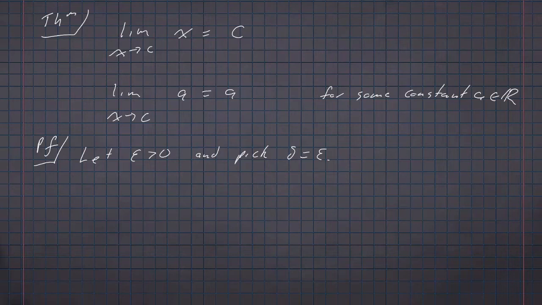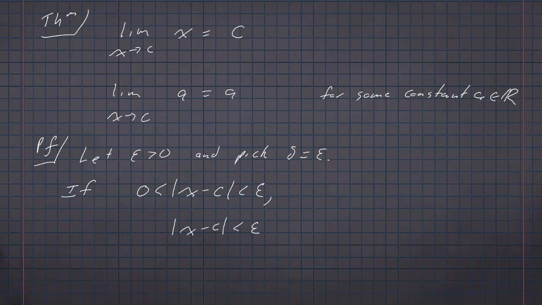Let's let epsilon be a positive number and pick delta equal to epsilon. So if x satisfies 0 is less than the absolute value of x minus c is less than delta, which in this case is epsilon, well then, very clearly, the absolute value of x minus c is less than epsilon. And that is f of x minus L. So immediately, without any effort whatsoever, we have that the first statement, the limit as x approaches c of x is equal to c, satisfies the epsilon delta definition of a limit.